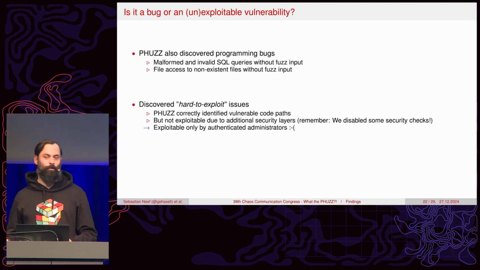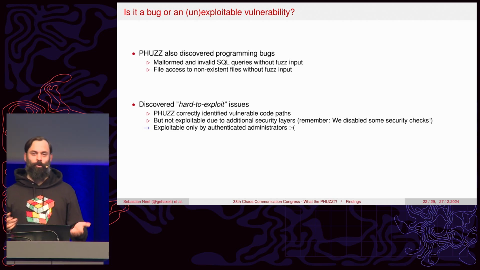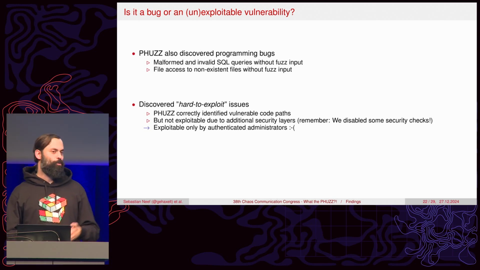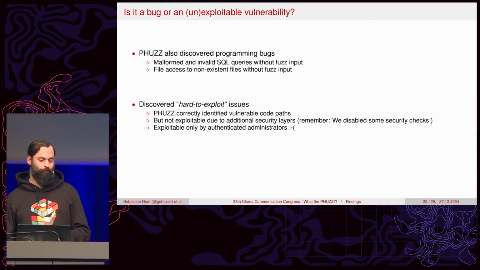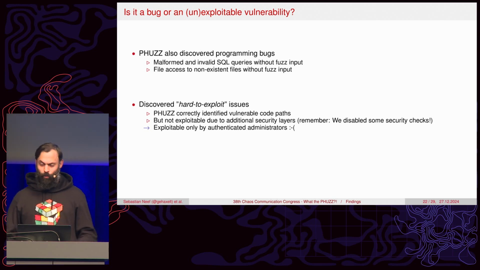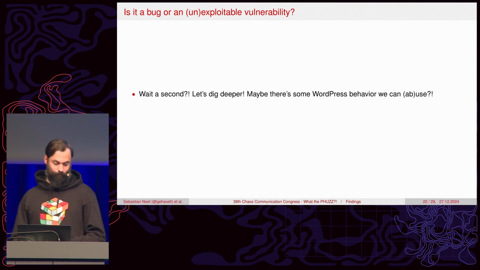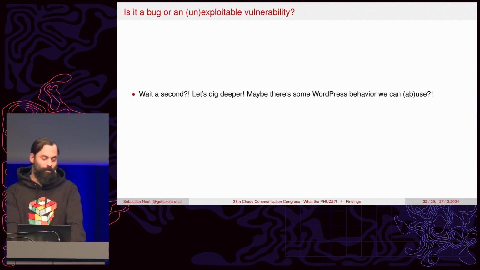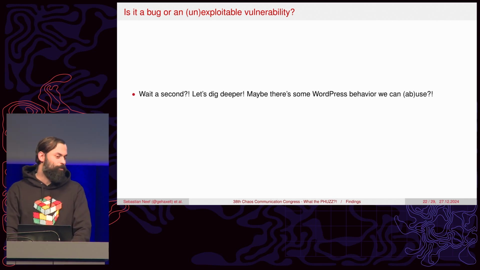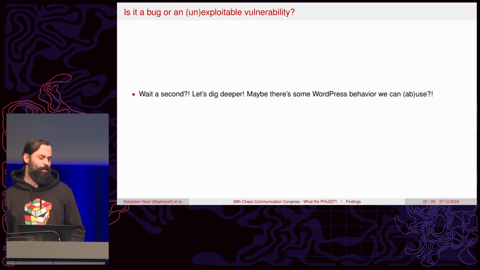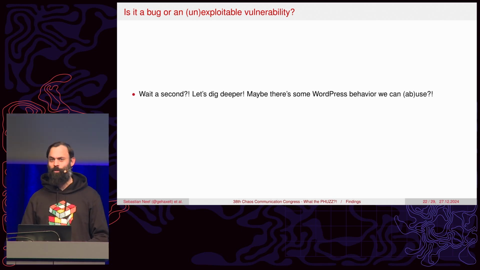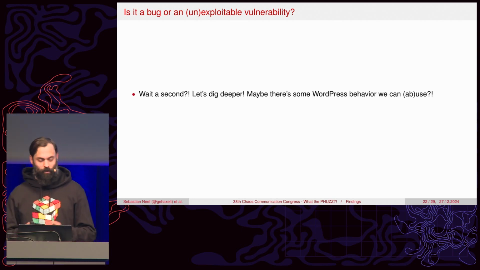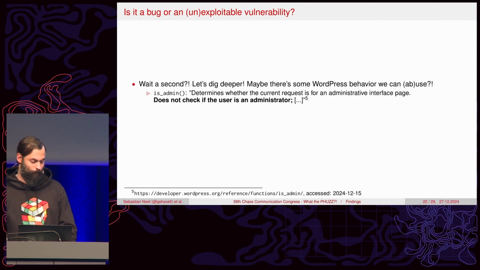So there's no point in using a vulnerability in one plugin that allows some administrator to read some file, right? So how do we still find vulnerabilities? We had to take a step back. We waited a second, and then decided to dig a bit deeper. Maybe there's some weird WordPress behavior that we can abuse, or maybe some other issues that could lead us to actually valid vulnerabilities.